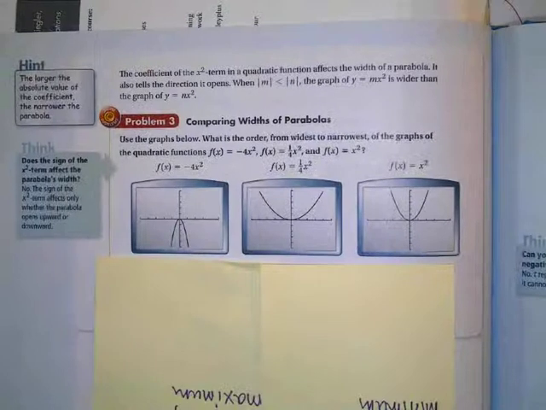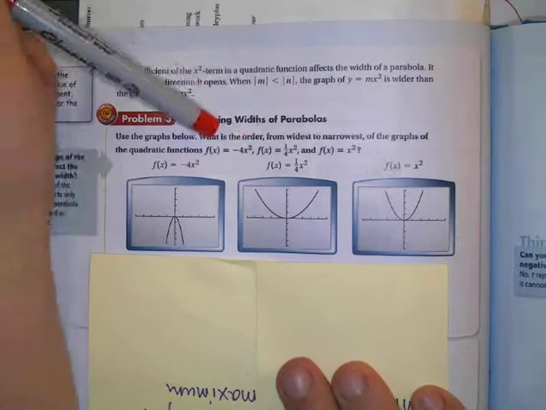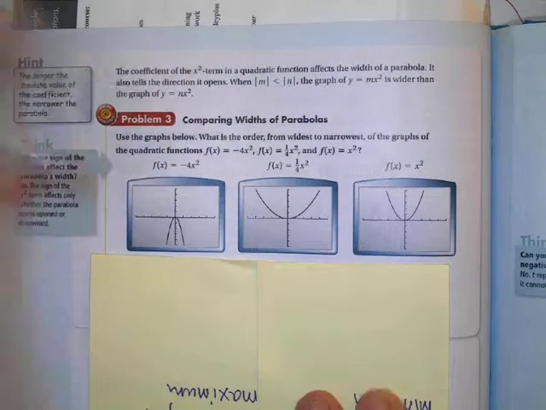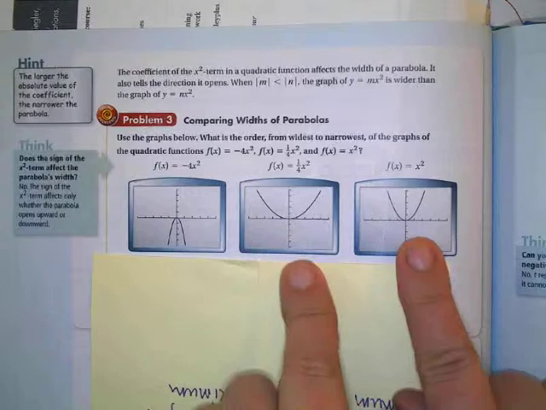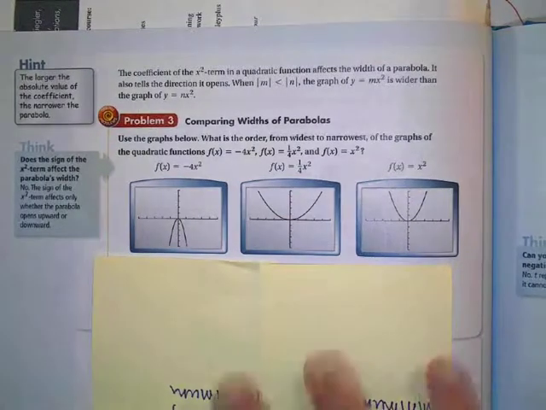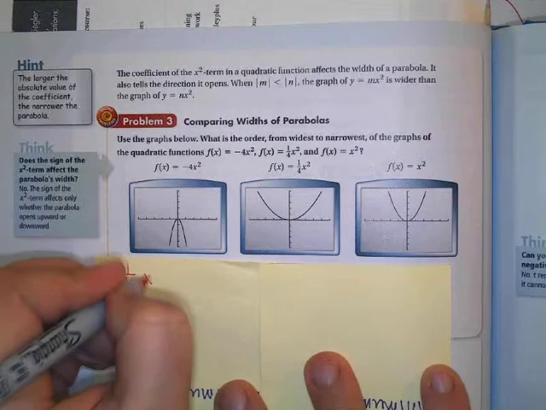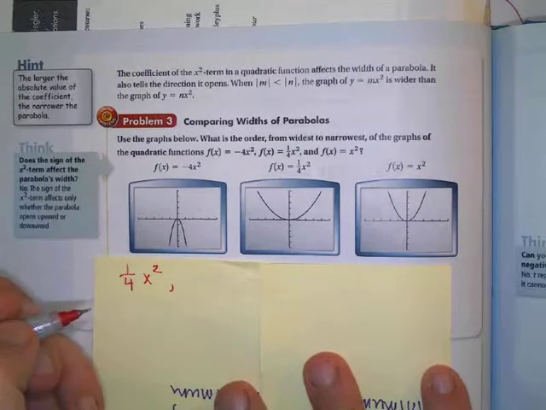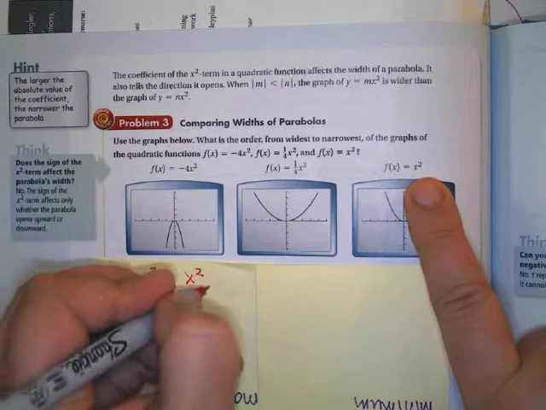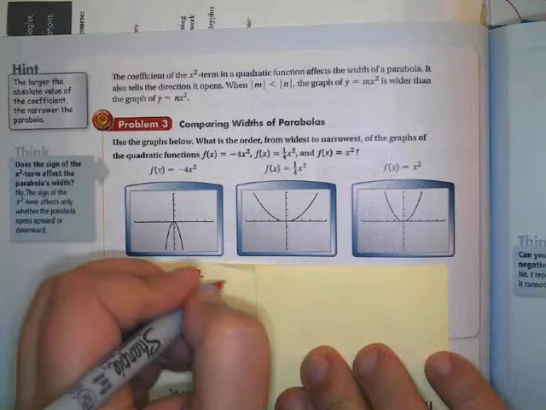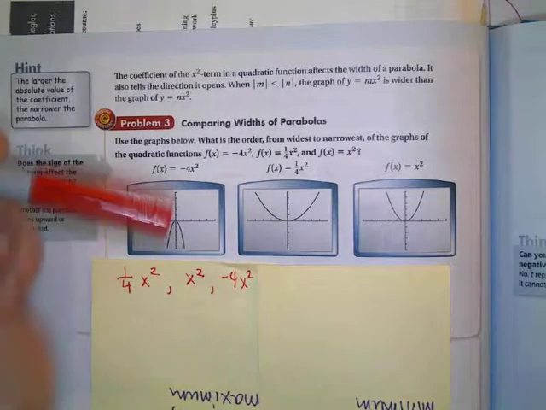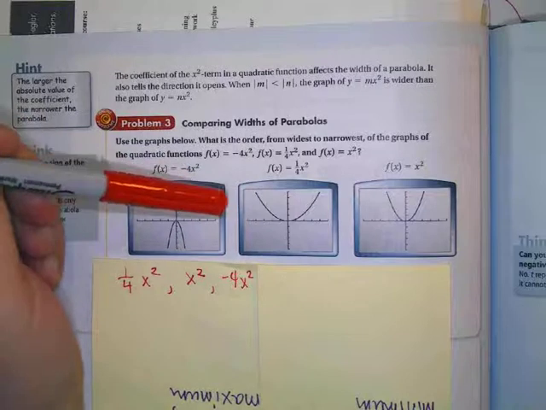There it is. So it says use the graphs below, and what is the order from widest to narrowest of the graphs? And they give us the 3, and they give us pictures of them. So which one of these is the widest? The middle one. So the 1/4 x squared is the widest. What's the next widest? The x squared. That's the parent function. And what's the narrowest? And even the negative, what did the negative do? Made it open down. Very good.